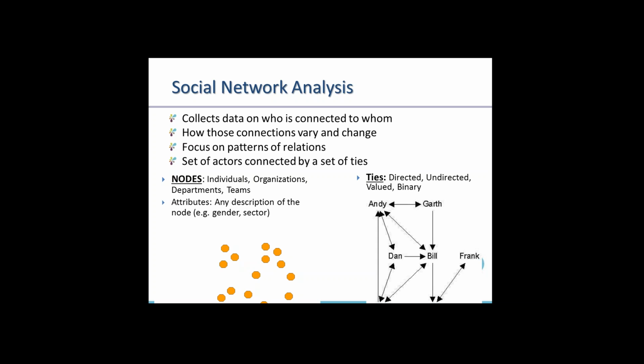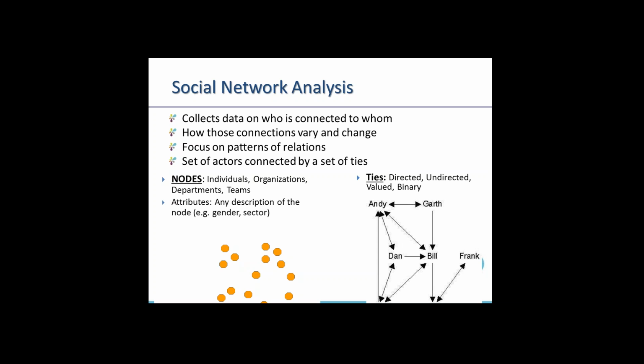The method that we use is called social network analysis. Social network analysis collects data on who's connected to whom, how those connections vary and change, and is really focused on patterns of relationships. There's things in networks called nodes, and those are interesting things we collect data about. They can be individuals, organizations, departments, or teams. They have attributes. So any of those attributes help us explain and understand the relationships. And then there's the ties that we measure. So the ties can be directed, undirected, valued, or binary.